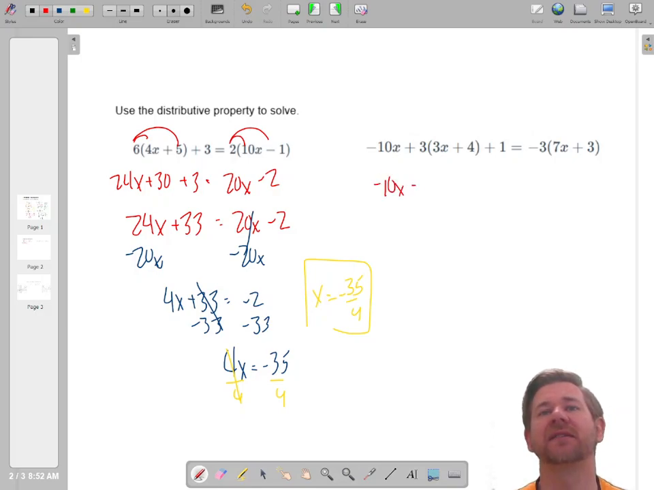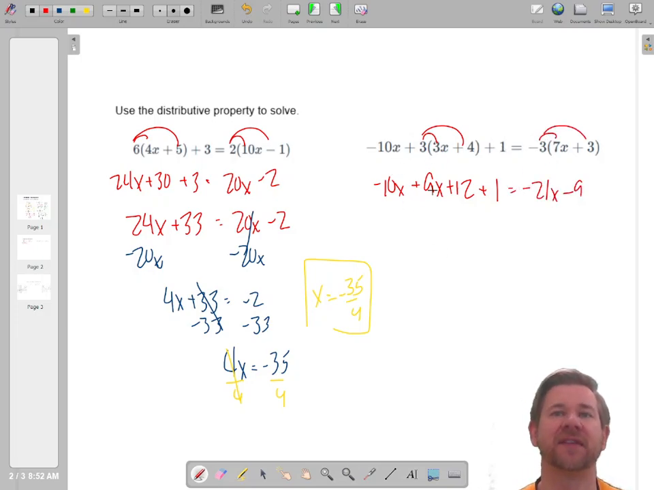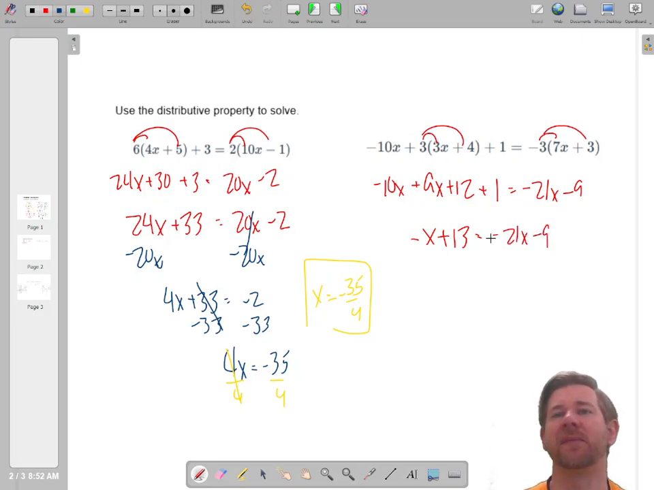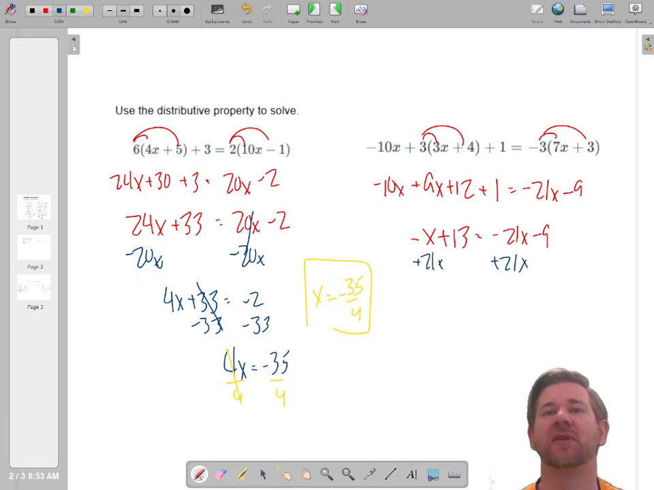Negative 10x plus distribute 9x plus 12, and then the plus 1 doesn't change. Distribute negative 21x minus 9. Negative 10 and 9 make negative 1x, and 12 plus 1 is 13. That's negative 21x. Now, again, move the smaller amount, and remember, negative 21 is smaller than negative 1, so add 21x to both sides. Now we have 20x on the left side.